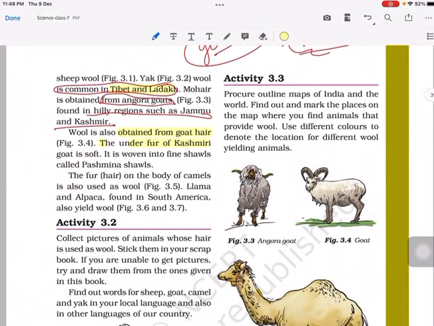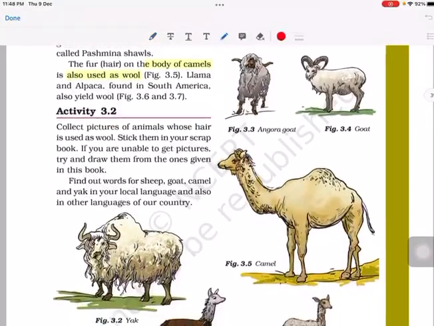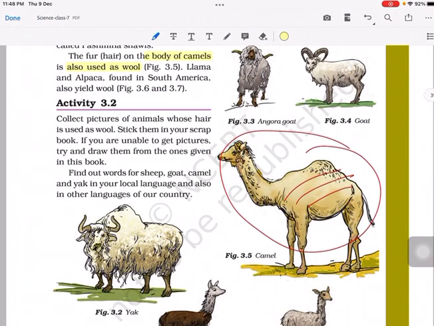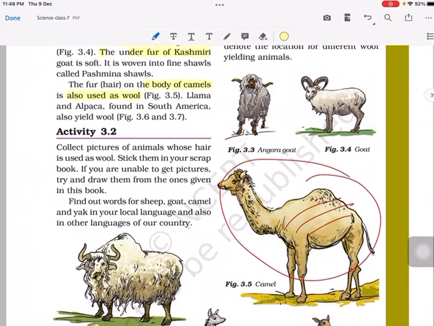The fur hair of the body of camels is also used. Have you seen this image of the camel? Their hair is also used for making wool. And llama and alpaca are also animal breeds whose hair is used for making wool.